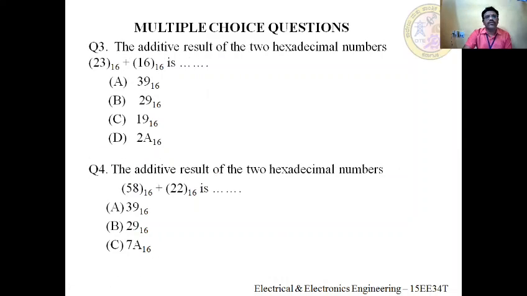So in the similar way, we can take another example of simple addition of two hexadecimal numbers. Let us compare the LSB of first hexadecimal and LSB of second hexadecimal. So addition of 3 and 6, how much is it? 9. So here we have 9. And 2 plus 3 is how much? 3. So 39 is the answer. So the additive result of two hexadecimal numbers 23 plus 16, which is of base 16, is 39.